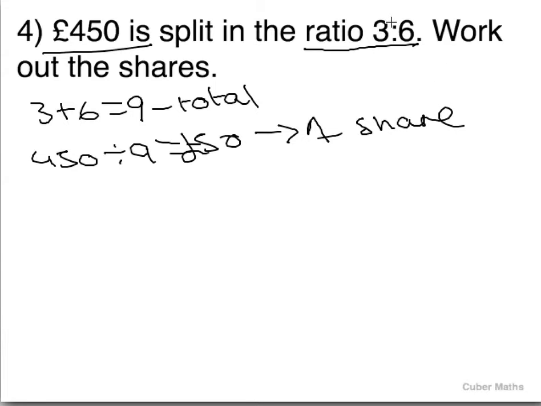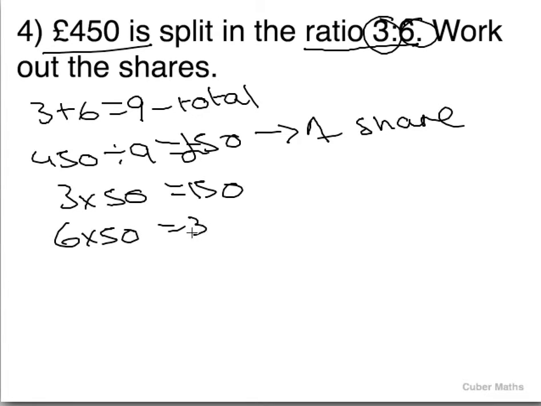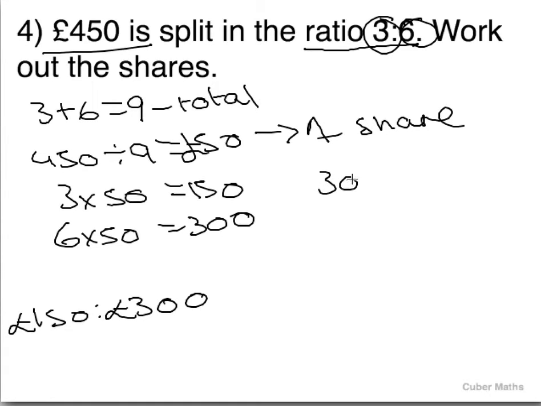And it says it's split in a ratio of 3 to 6. So what we're going to do is do 3 times by 50, which gives us 150, and 6 times by 50, which gives us 300. So that means our shares are 150, so £150 to £300. And just to check, like we did on that first one, we can do 300, add 150, which gives us 450. So we know that we've worked that out correctly.